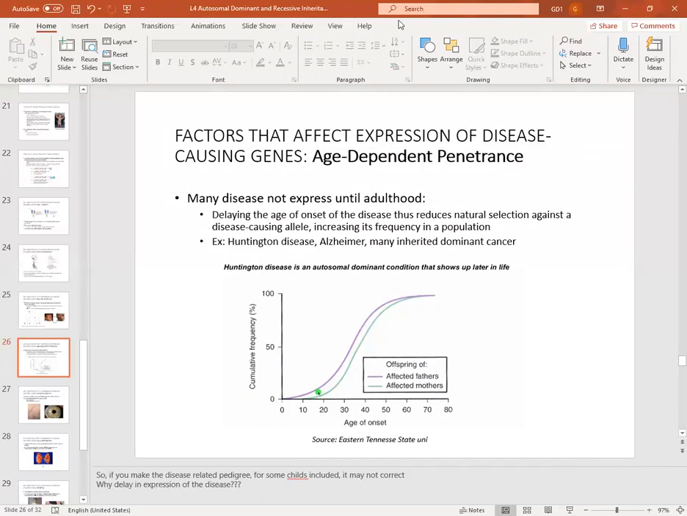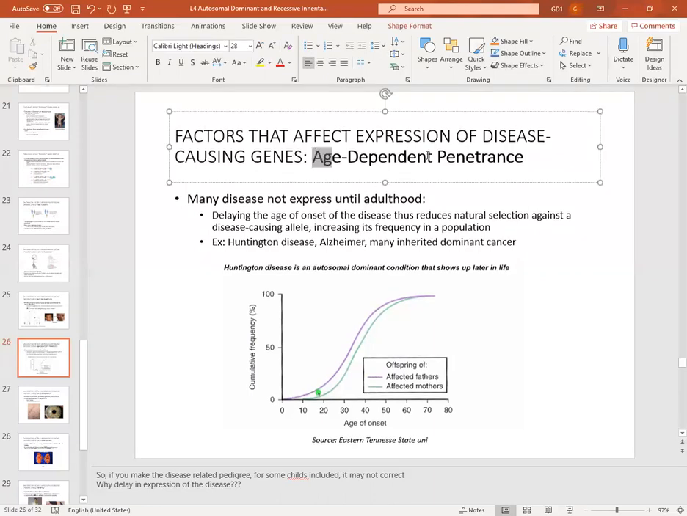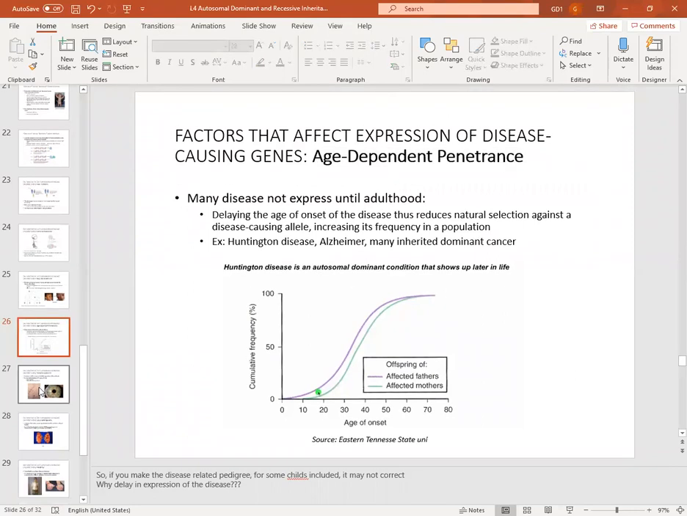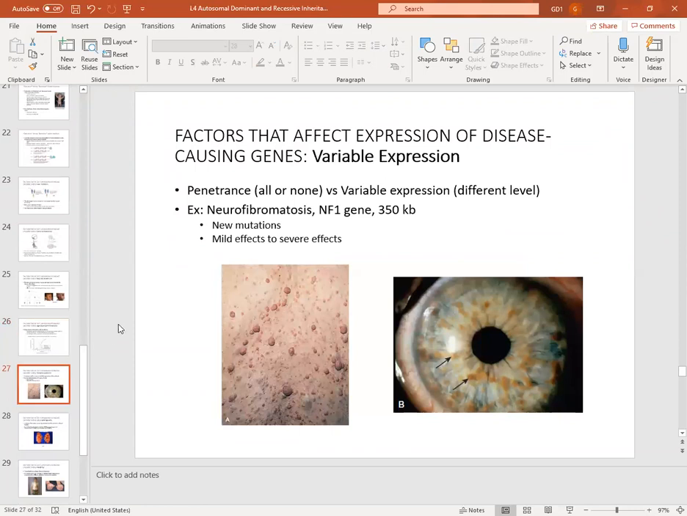No question. Okay, so that is also one factor that can make your pedigree information and your conclusion about the disease inheritance pattern wrong. Another one is variable expression, and that is also simple.